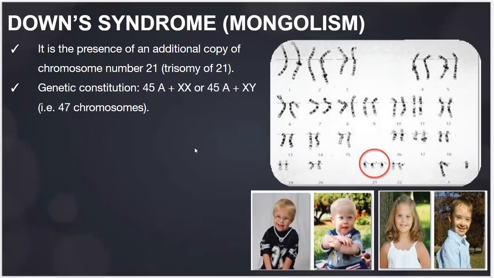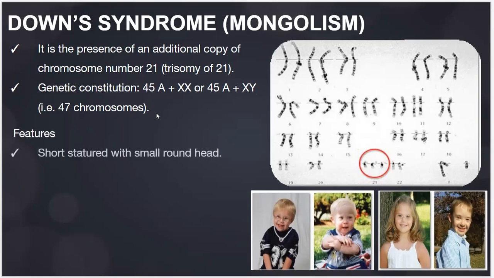Fine. So instead of 44, the autosomes will be abnormal in number, that is one increase, 47. And then either XX in case of females and XY in case of males. So again here the total number will be 47 instead of 46.